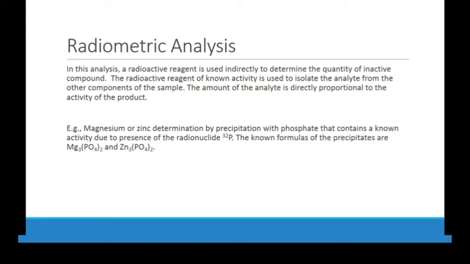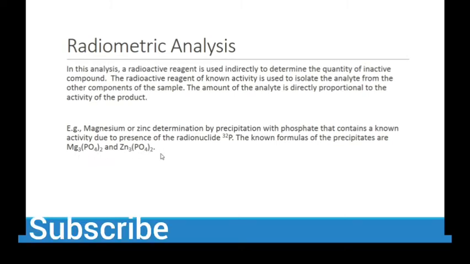I will give you the example of magnesium and zinc. If you want to determine the concentration of magnesium or zinc in a sample, you just add the radionuclide 32P, phosphorus. 32P is a radioactive nuclide of phosphorus. Then you extract the precipitate in the form of magnesium phosphate, Mg3(PO4)2, or zinc phosphate, Zn3(PO4)2.